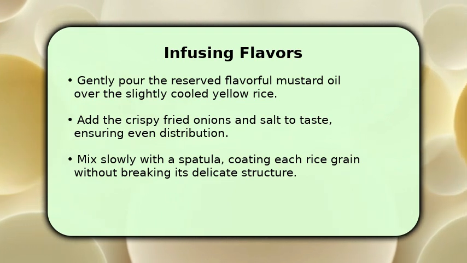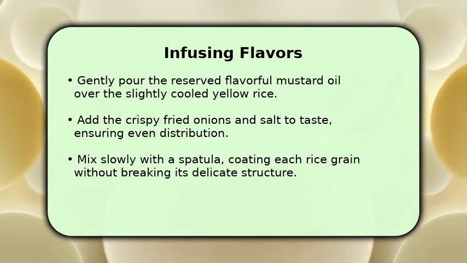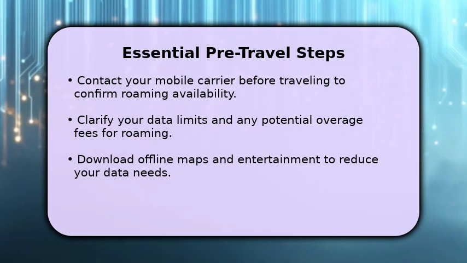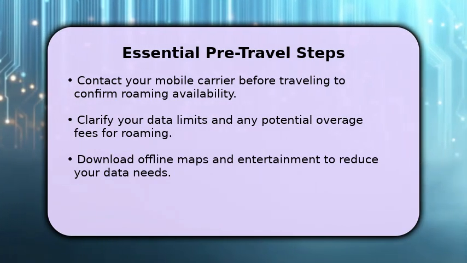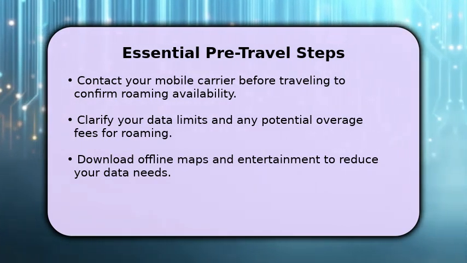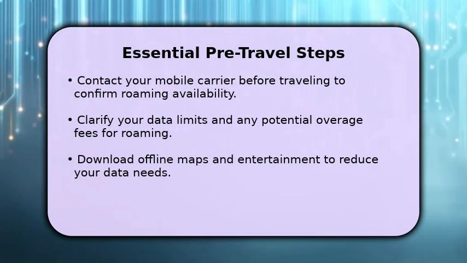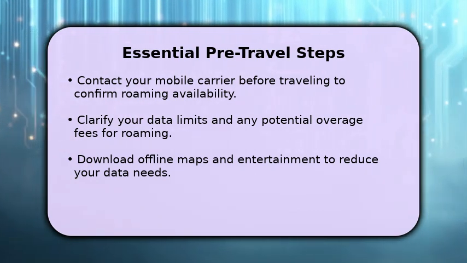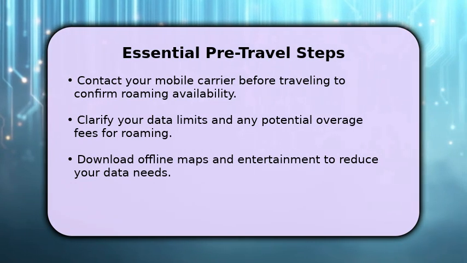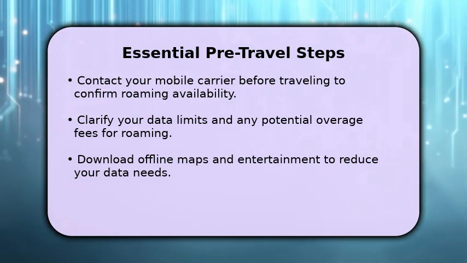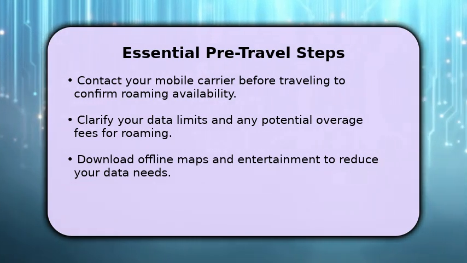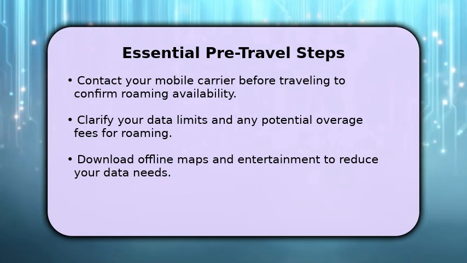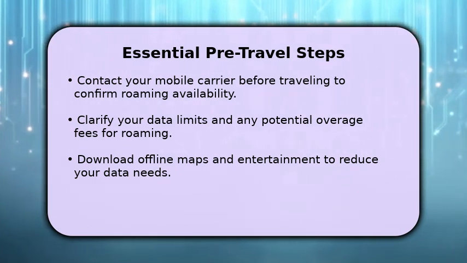Before you even leave, take a few essential steps. Call your mobile carrier to confirm data roaming is enabled on your account and to understand their specific international plans. Ask about data limits and any charges for exceeding them. Also, download offline maps, music, and videos before your trip. This can significantly reduce your reliance on mobile data and help you save money while enjoying your travels.